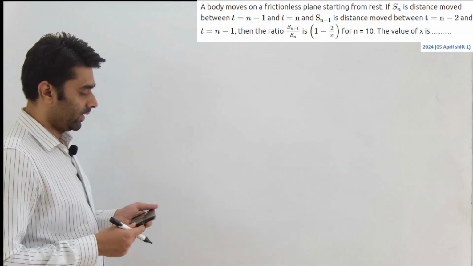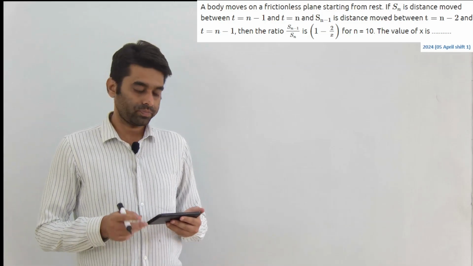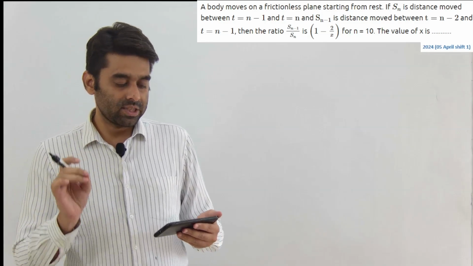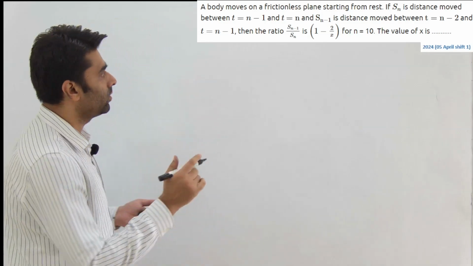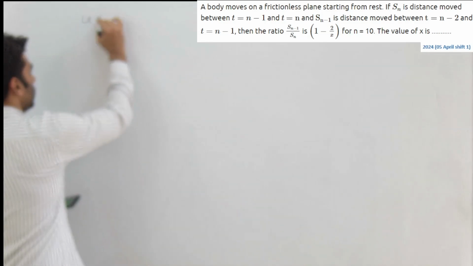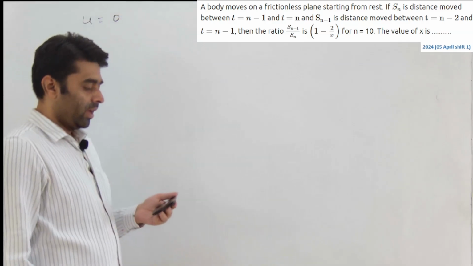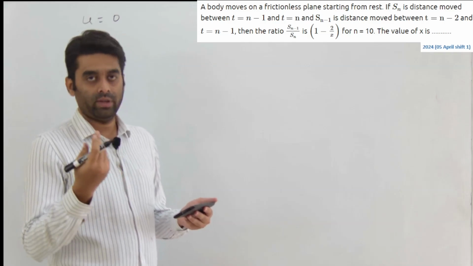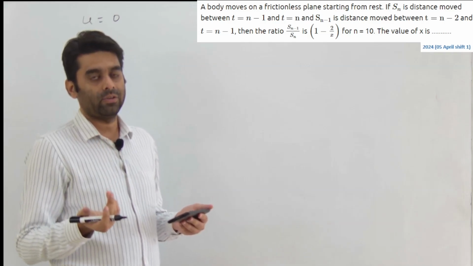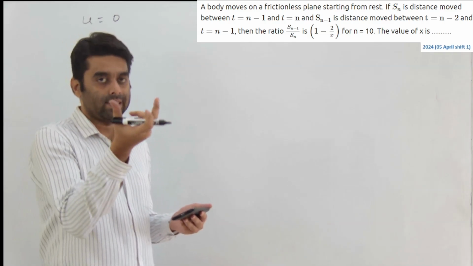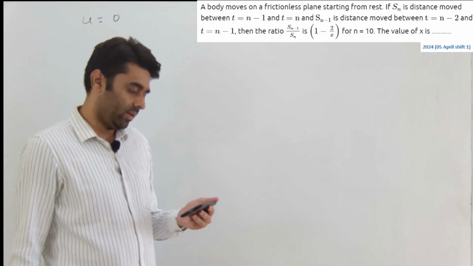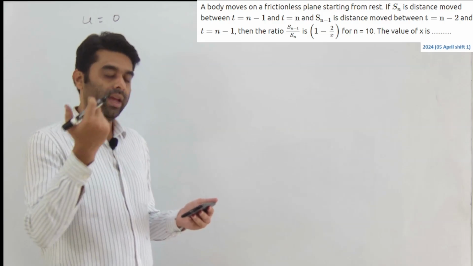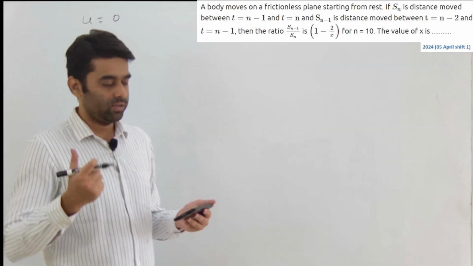Yes, let's see the question we have. It says a body moves on a frictionless plane starting from rest, u equals 0. If Sn is the distance moved between t = n-1 to t = n, yes, we understand Sn is the displacement in the nth second, n minus 1 to n, fine. And S(n-1) is the distance moved between n minus 2 to n minus 1. These are basic definitions, fine.